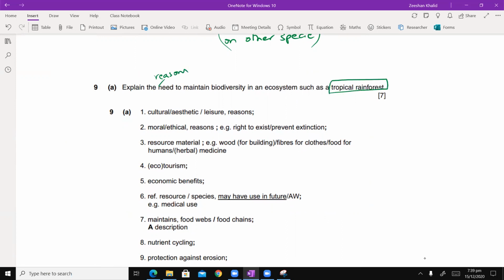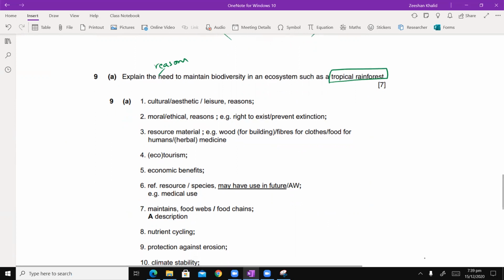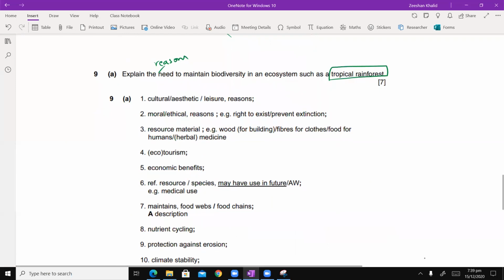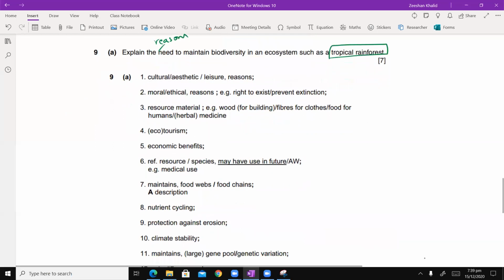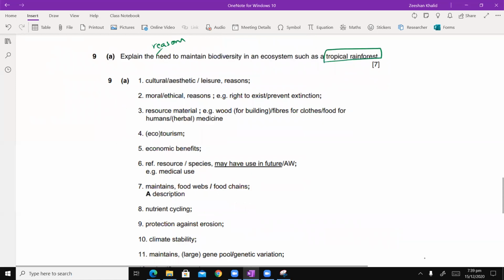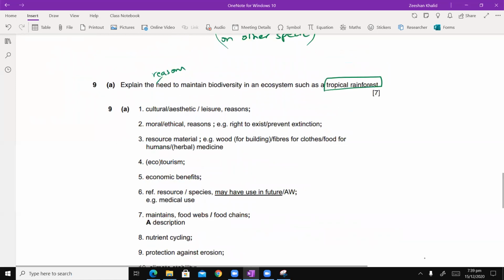Now, what he's done is he's basically specified that your answer needs to revolve around the tropical rainforest. Okay. Why do you need to maintain the biodiversity of a tropical rainforest? So it has specified. It's a 7-marker question. And again, this is from May-June 2013. Question paper variant 4-1 and this is question 9A part.